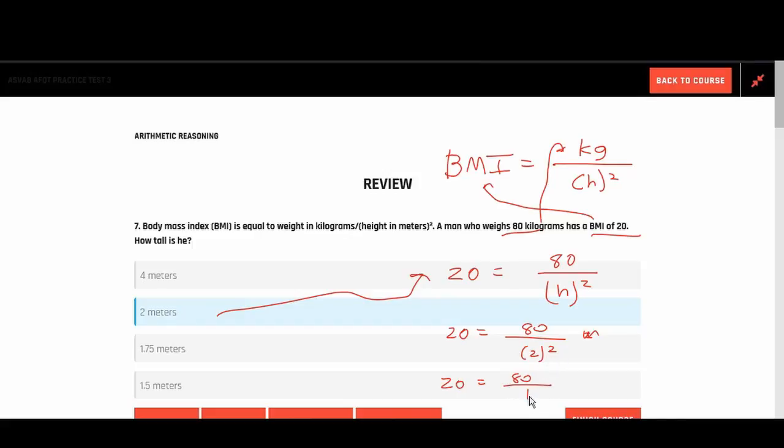So this is 20 equals 80. 2 squared is 4. 20 equals 80 divided by 4. 8 divided by 4 is 2 with extra 0. 20 equals 20. That's a true statement. So we know this 2 meters is the correct answer.